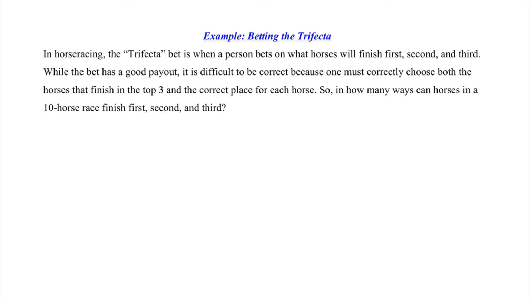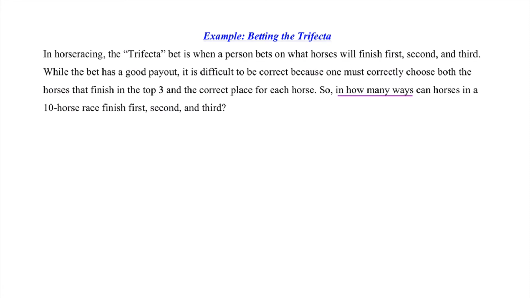There is something called a trifecta box in case you want to sound fancy talking about horse racing, but we'll talk about that another day. Instead, our actual question has us saying, in how many ways can horses in a 10-horse race finish first, second, and third? Again, the emphasis on the question, we're asked how many ways, not a probability question, but instead we know we're working with counting techniques.